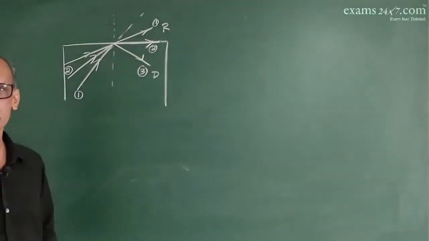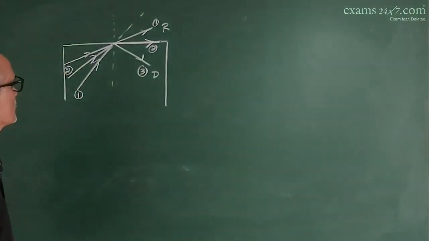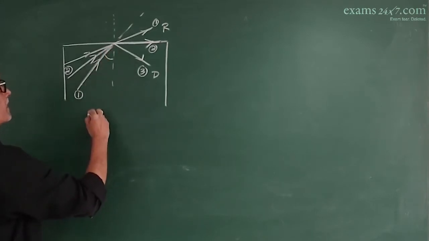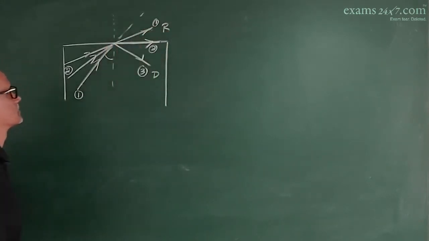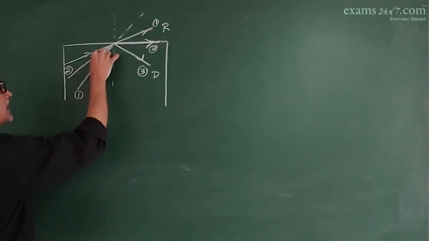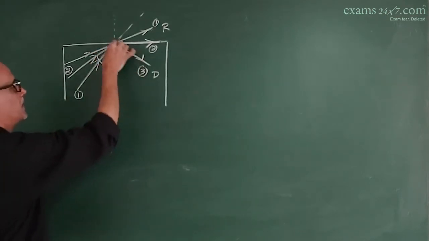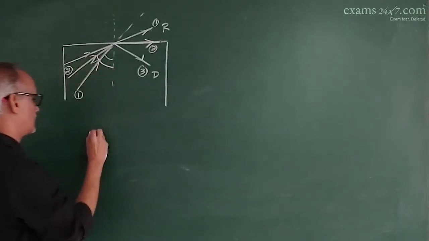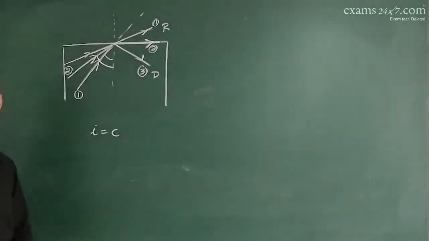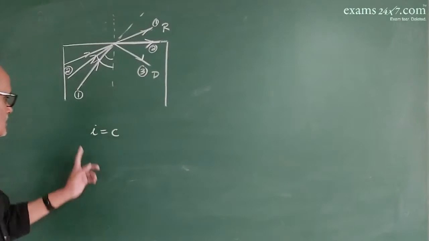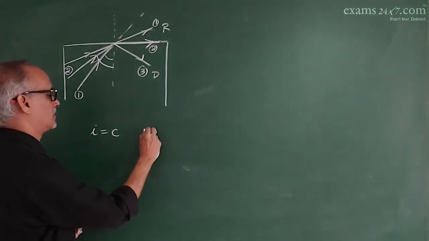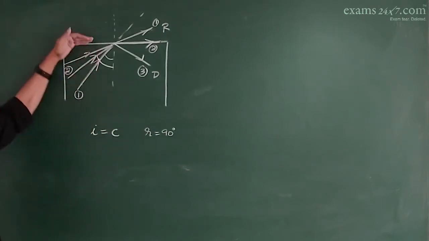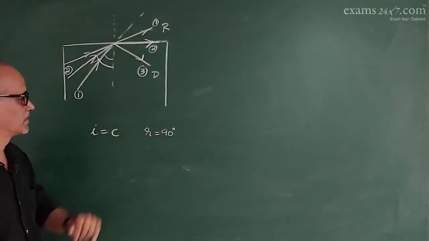So here we have three situations where initially, when the ray is incident at a particular angle, the ray undergoes refraction. And then for a particular angle of incidence, the ray grazes the surface, and that particular angle is called the critical angle for the pair of media. So at the critical angle, the ray grazes the surface, so the angle of refraction is equal to 90 degrees.